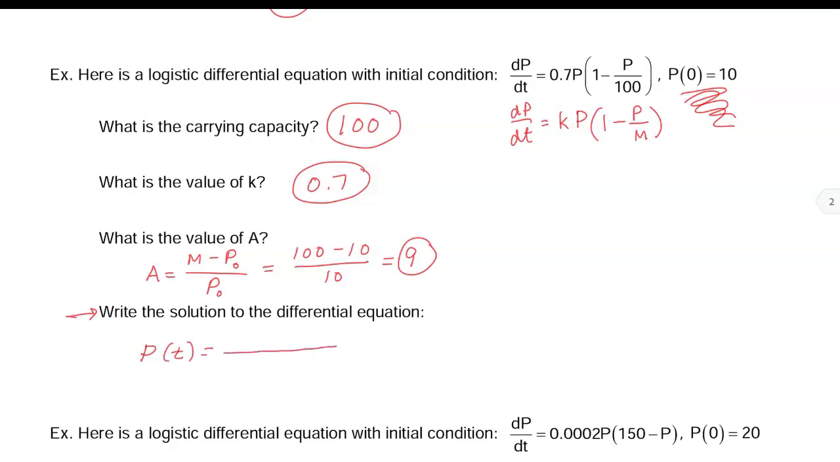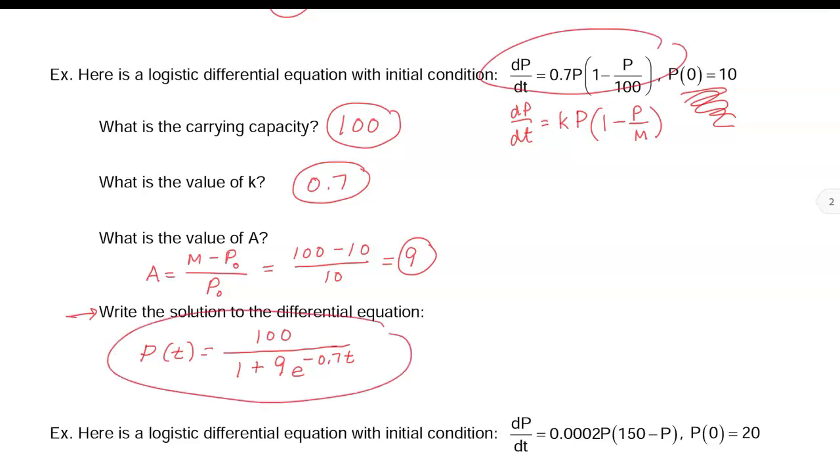The carrying capacity goes in the numerator. The denominator is of the form 1 plus A times e to the negative kt. 1 plus A is 9 times e to the negative kt. That's the solution to this differential equation. Since this is our first look at a differential equation and its solution in our work, I want to take a look at those things on the graphing calculator. Let's switch over to the graphing calculator and see what they look like.